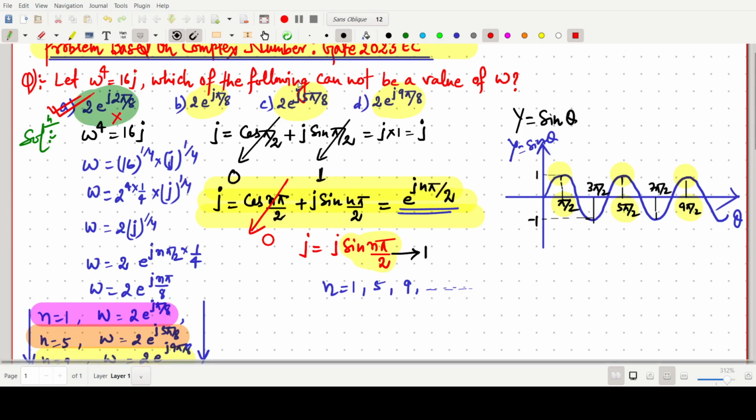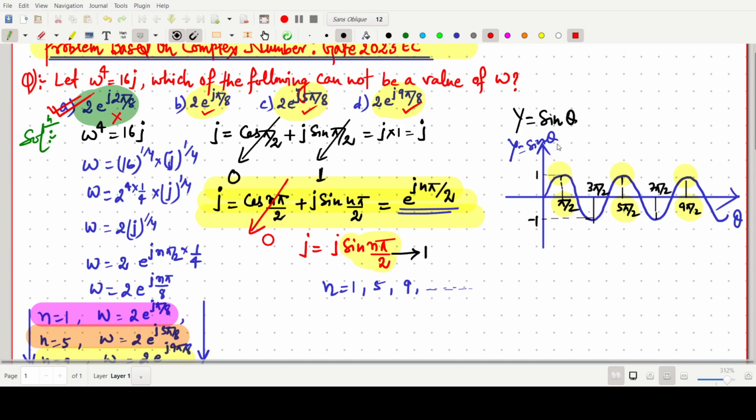So in the question it is asking which cannot be the value of w, and these all are the correct ones. This value may be like this, 2 e to the power j pi by 8, but here it is j 2 pi by 8, meaning pi by 4. So it is not possible. So our correct answer will be option A for this question, because it is asking which cannot be the value of w. So this cannot be the value of w. So this is all about this question.